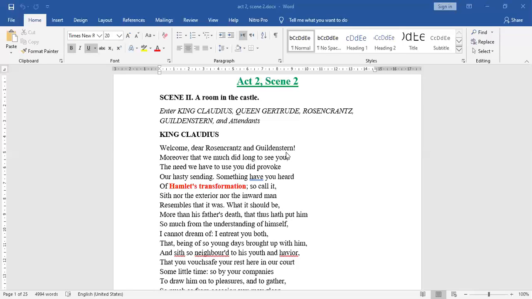Okay. So the king wants them to draw out the cause of Hamlet's transformation, as you see here. He wants them to figure out the reason and the cause behind Hamlet's transformation. Why is he transformed? Why has he changed? Why is he behaving in this strange way? So he called upon them. He summoned them to find out the real reason and the real cause of this, in front of you in the red color, of this transformation of Hamlet.